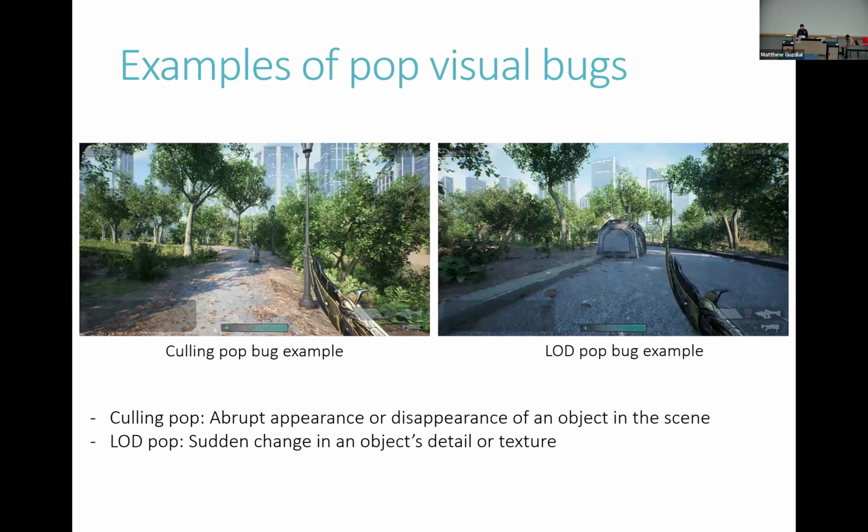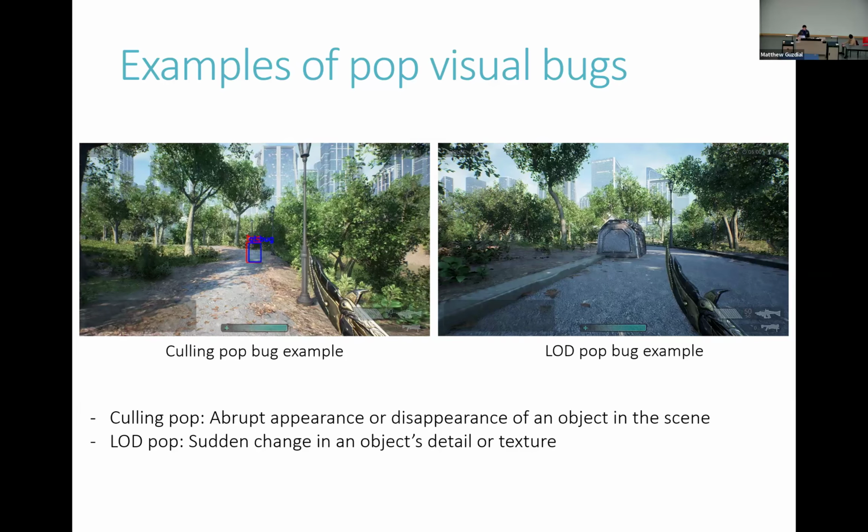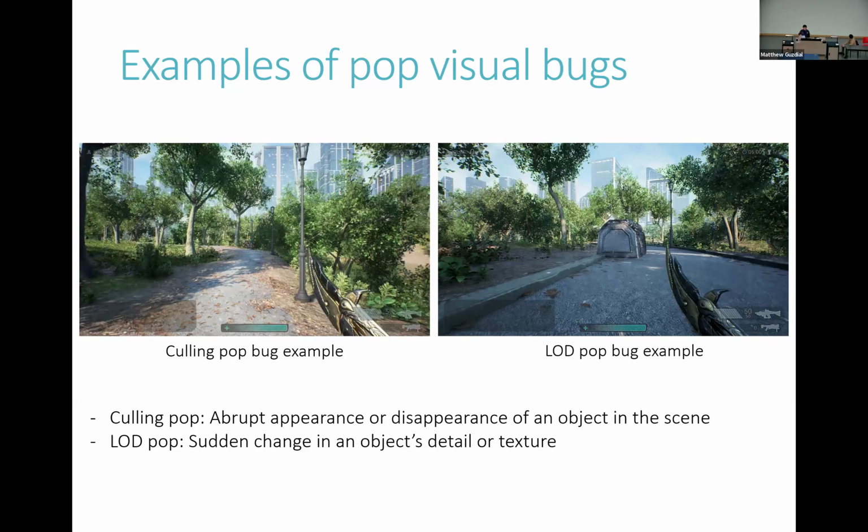So here I show examples of a pop bug, which basically is the culling pop and the LOD pop. A culling pop is when there is an abrupt appearance or disappearance of an object in the scene. And for the LOD pop, there is a sudden change in object detail or texture. So we can see this example. In the culling pop, this time the object, for example, suddenly disappears. This kind of bug is called a culling pop. And another one is LOD.